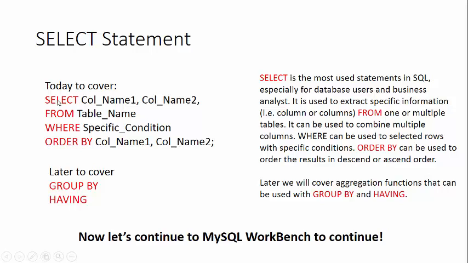Here is an example of a typical select statement format. You can select column 1, column 2, and multiple columns, from a particular table, where you can specify some specific filter conditions to choose a subset, and then order by. Order by will order your result by different columns. And when you have multiple columns, you're going to order by them one after another.